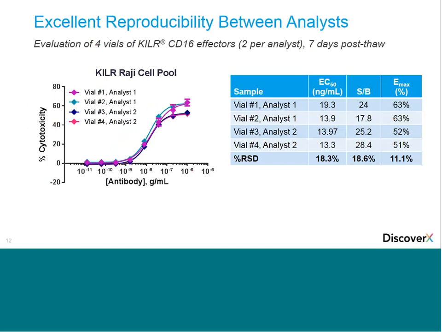Almost as important as the interlot data is the reproducibility between analysts. This is an experiment showing 2 different analysts who thawed 2 different vials. Both of them were doing this experiment side by side. And what you can see is excellent inter-analyst CVs, where the percent RSD across the 4 vials is 18.3% for EC50, 18.6% for signal to background, and in Emax it's 11.1%. So very good precision that should allow these cells to be useful in a quality environment.